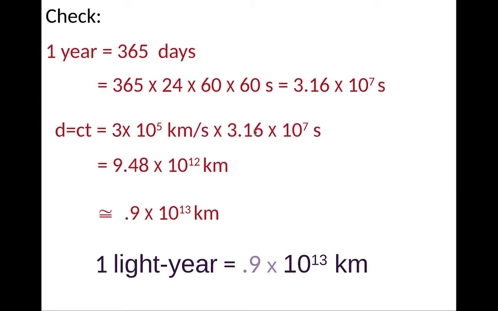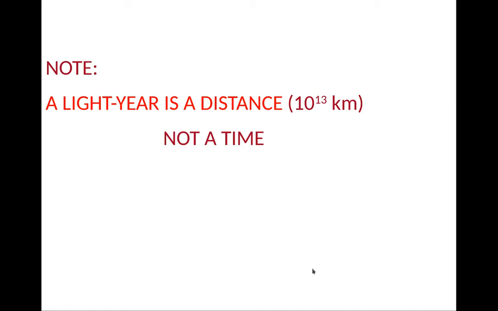Basically, it's going to be 9 times 10 to the 12 kilometers, or written this way, 0.9 times 10 to the 13 kilometers. Okay, so even though light year has the word year in it, it's actually not a time, it's a distance. It should be called maybe speed of light year. That may be easier, because speed is distance divided by time, and so speed of light year would basically be a distance. But it's called light year, so that's a light year.